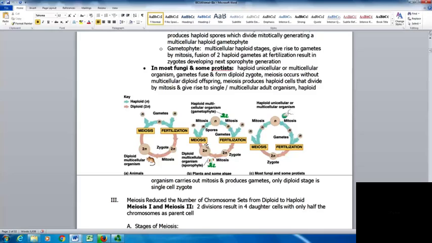So with the plants, you have two different times of being multicellular organisms. So with these, you can actually have two different plants look significantly different, even though they are the same species, whether it's the gametophyte generation or the sporophyte generation.